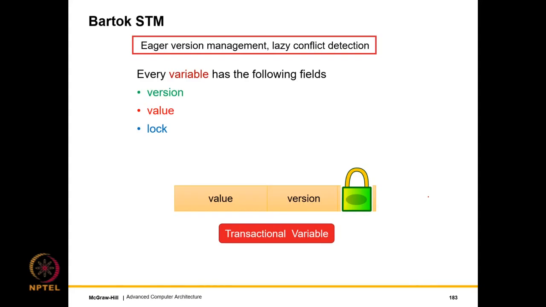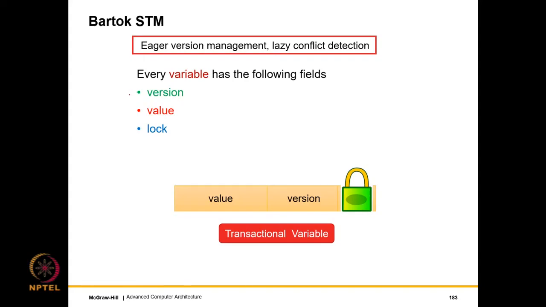So we'll first talk about the Bartok STM, which is nice, easy, and simple. The references to this you'll find in the book. So here we have eager version management, which means we have an undo log, and we have lazy conflict detection. Typically we do have lazy conflict detection in many software transactional memory proposals, so this should not come as a surprise.